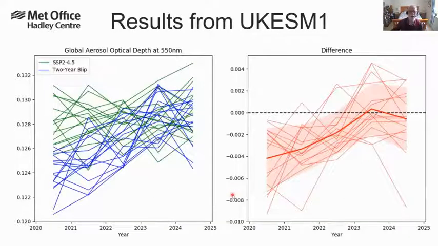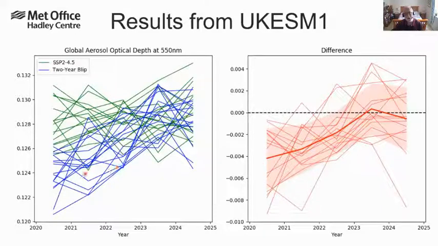So let's have a look at some results. In all the plots that I'm going to show you, I'm focusing on the first 5 years of the experiment, so from 2020 to 2025. And here I'm showing you results for global aerosol optical depth at 550 nanometers. So in all my plots here, the green values are the results from each of the variants from SSP245, so that's our baseline, and the blue lines are the results from the corresponding 2-year blip experiment. So we take the green line away from the blue line and we generate the difference.